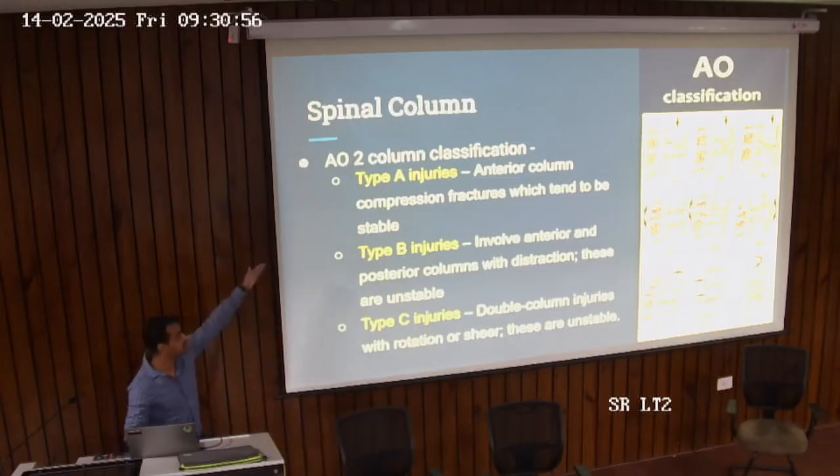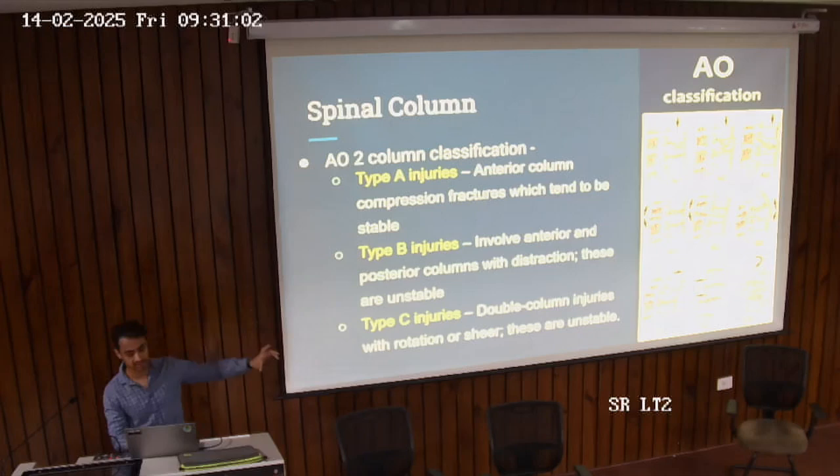So only one column is damaged, the anterior. Both the columns are damaged. Plus there is rotation or translation. Okay, this is how we classify.